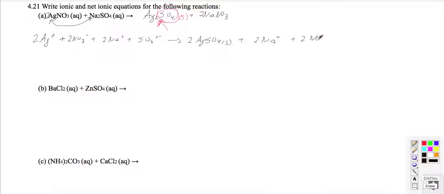and 2 nitrates. We can start canceling things out. We'll cancel them out with red here. The nitrates are going to cancel, the sodiums will cancel. We're left with those things in our net ionic, so we can rewrite that. 2 silvers plus sulfate makes AgSO4, which is our solid.